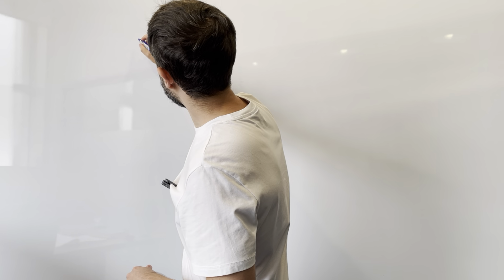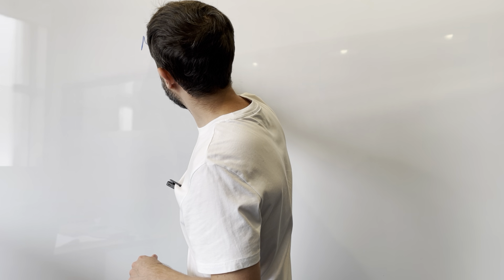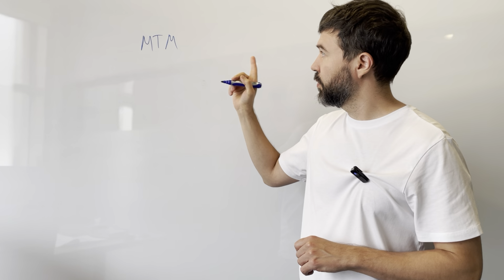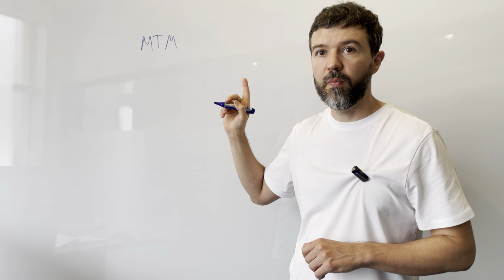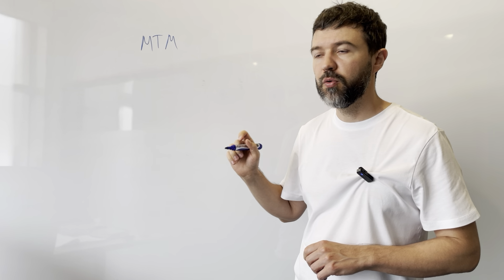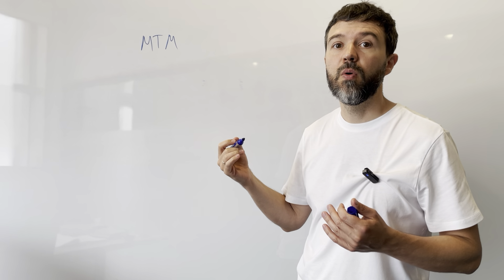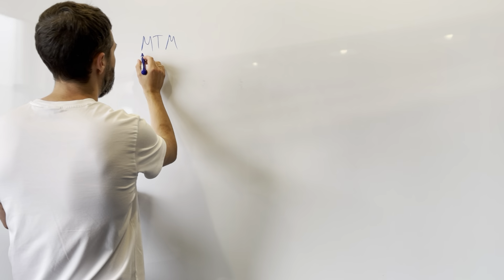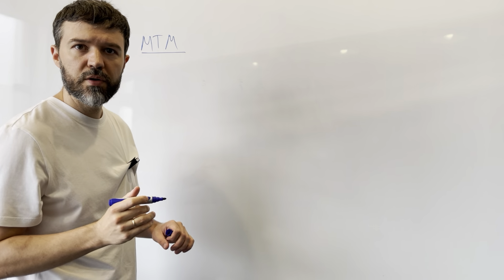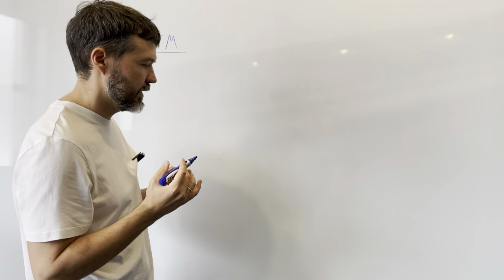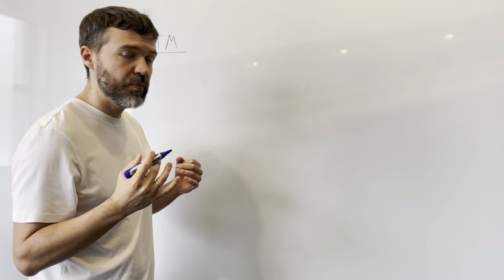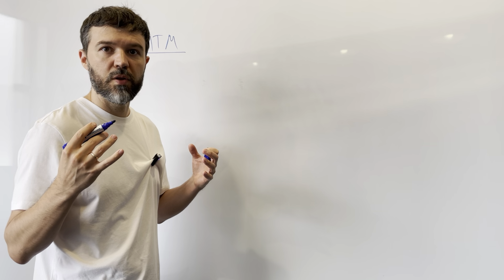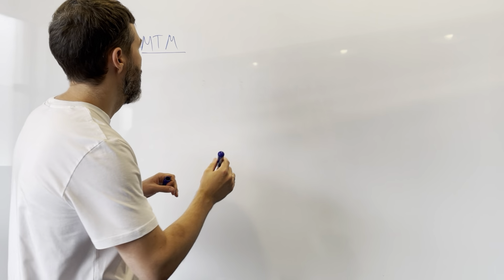Let me put it here. MTM, mark-to-market. This report you normally get from your broker, but it's really helpful to understand what's inside and how it's calculated. There is a formula, but I don't encourage you to memorize it because it should just be understood on a basic level. How does it work?